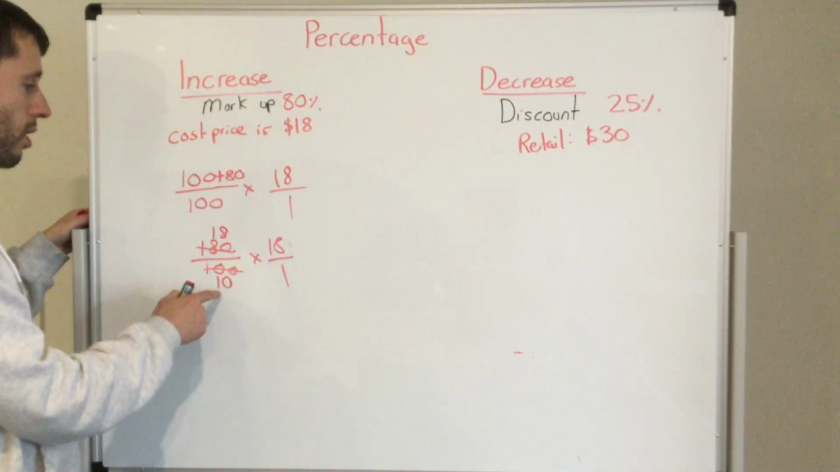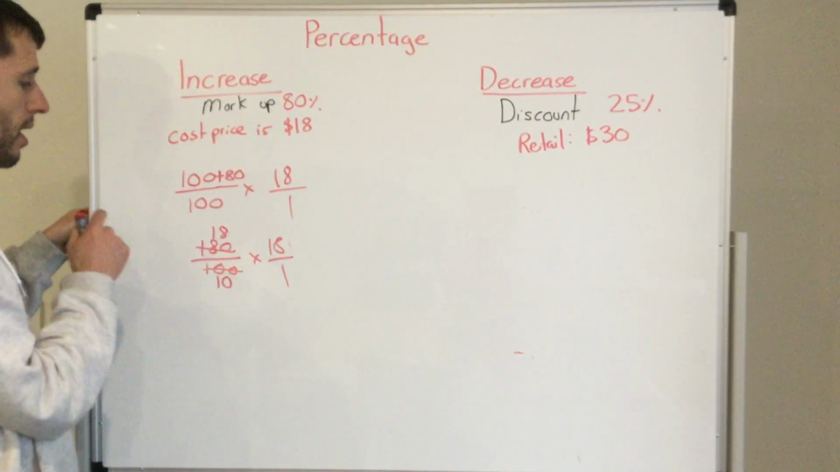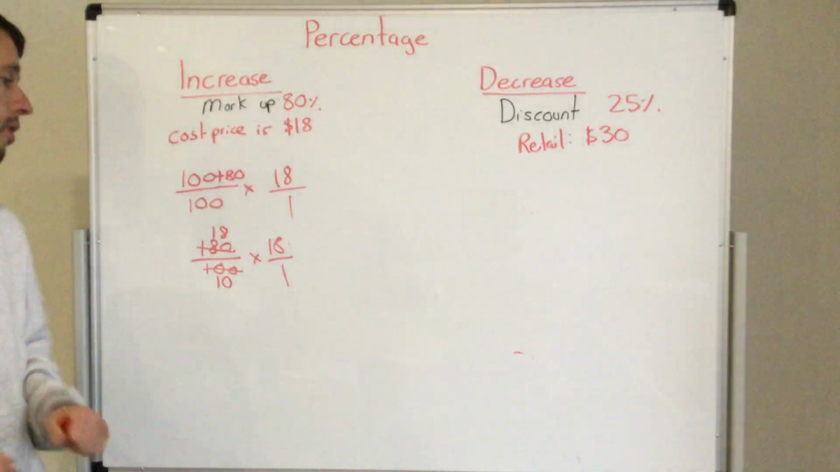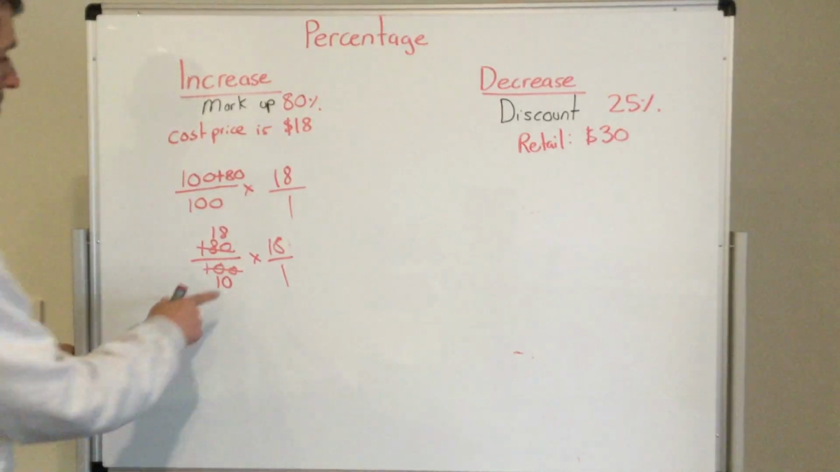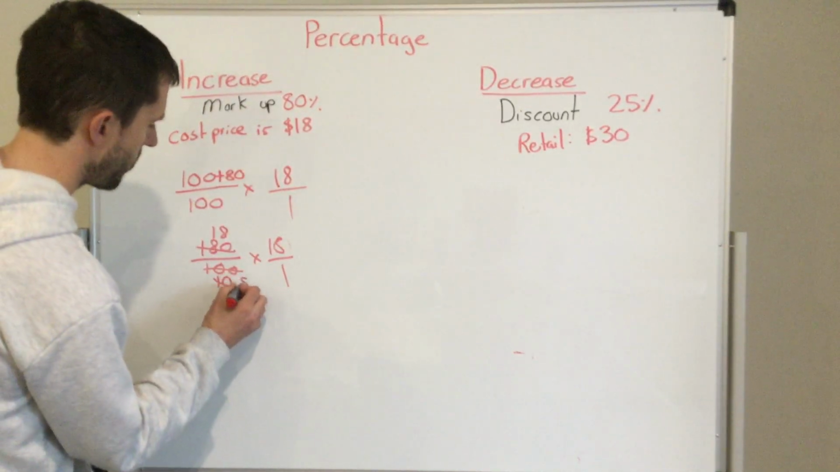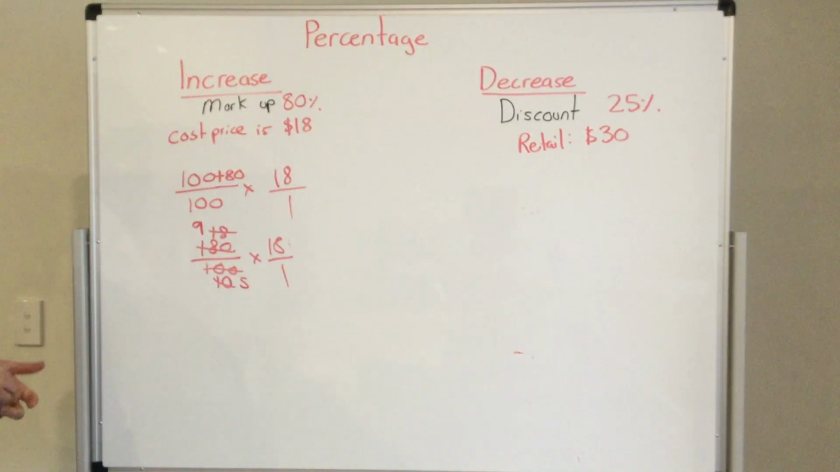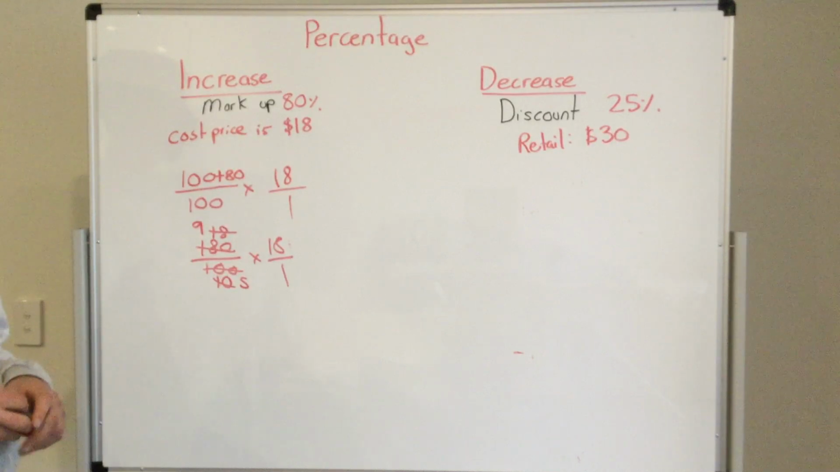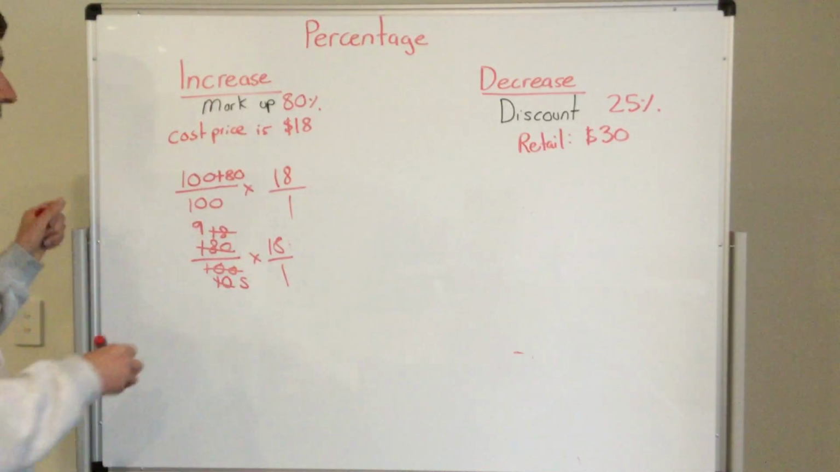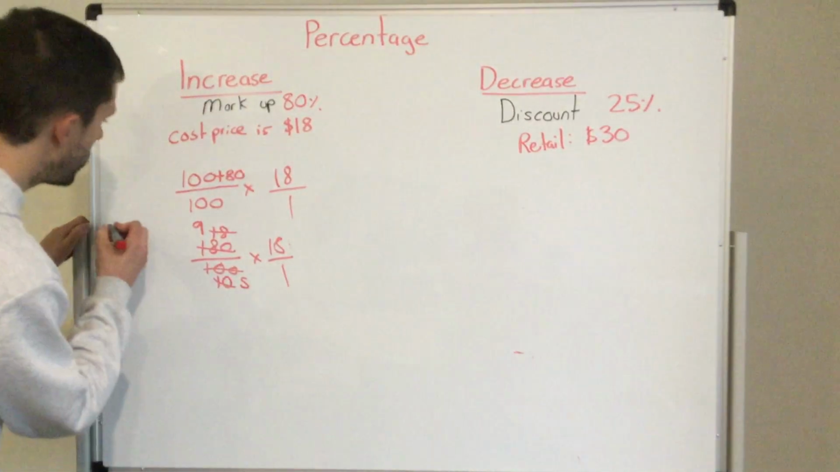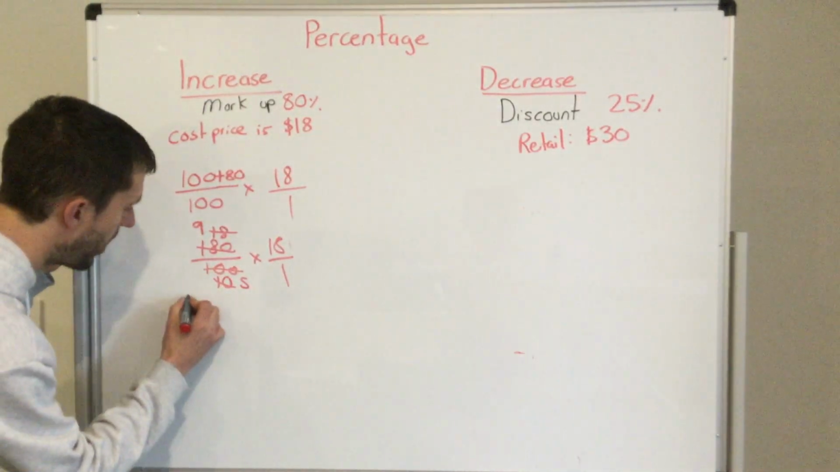I can also look at these two, and I can simplify, because how many 2's go into 10? 5. How many 2's go into 18? 9. Now it's looking a bit easier for me. So now I'm going to go 9 times 18 divided by 5. If you need to do your working out on the side, that is fine.